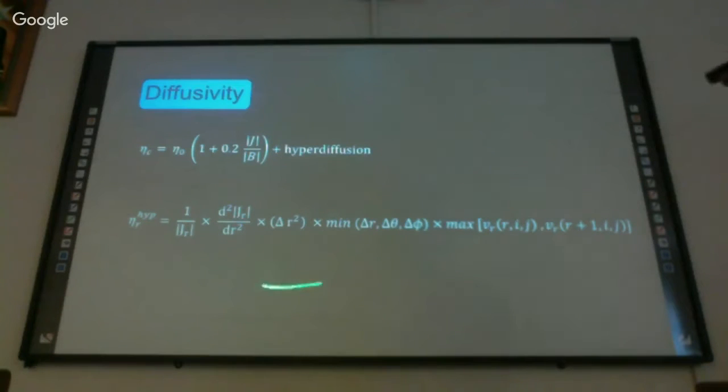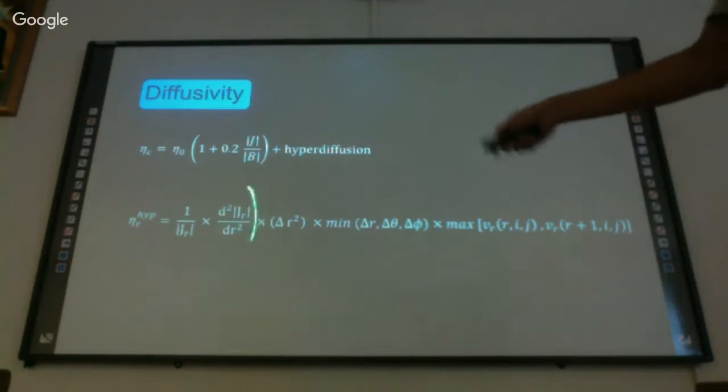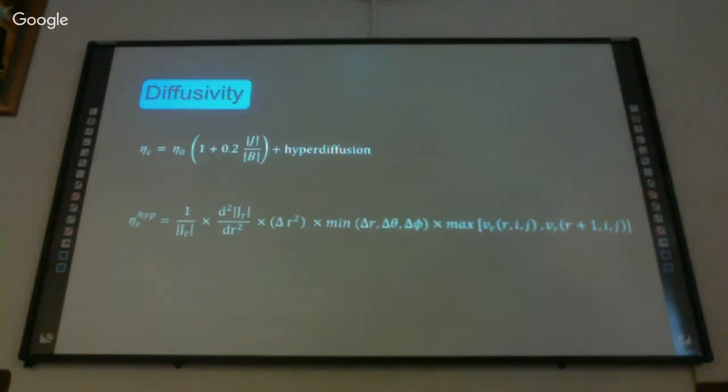And this is the hyperdiffusivity term. As you can see, this is proportional to the second derivative of the current. Which means if you have sharp peaks in the current, the hyperdiffusivity term becomes active, and again it diffuses away the extra current.